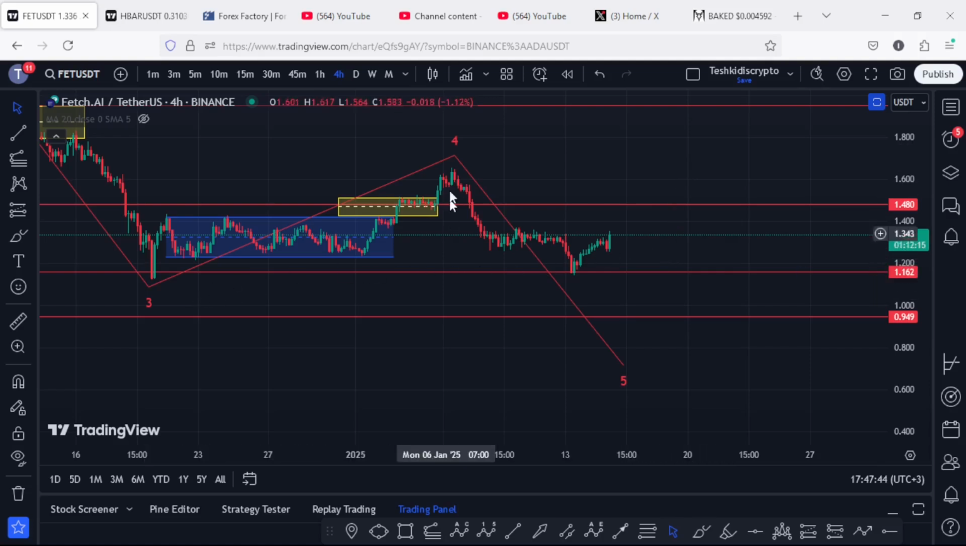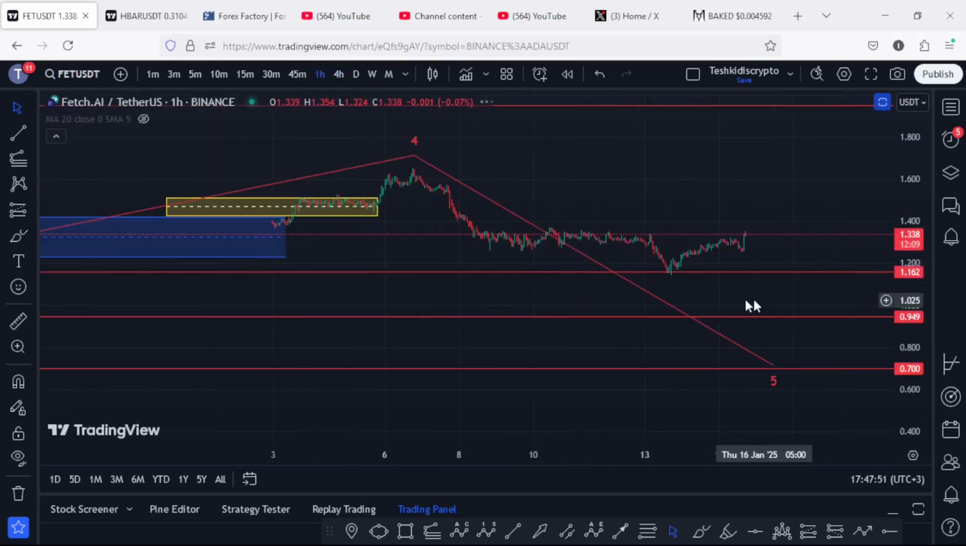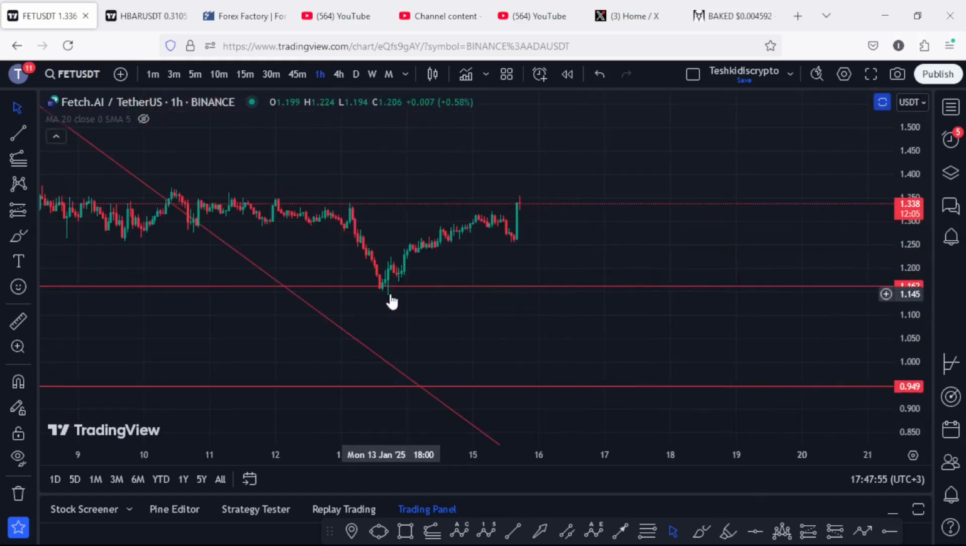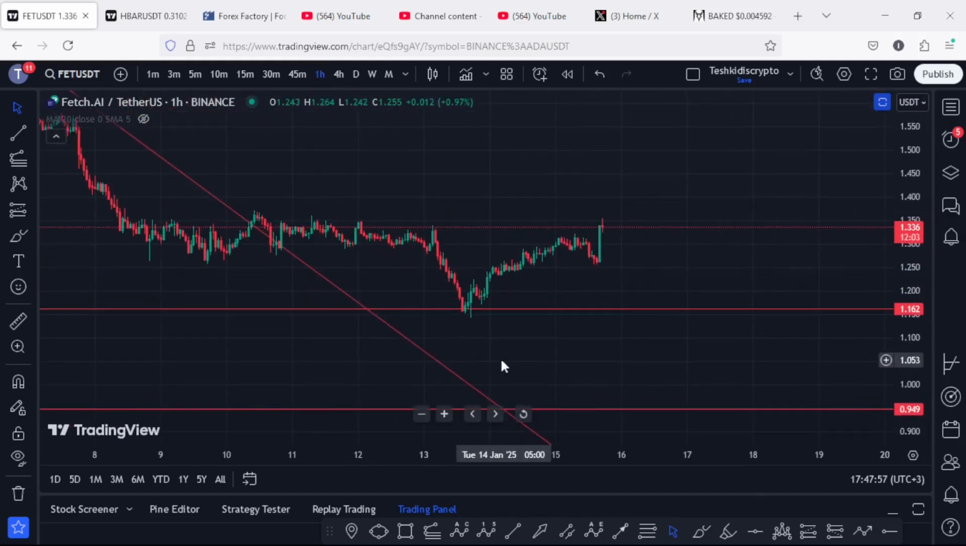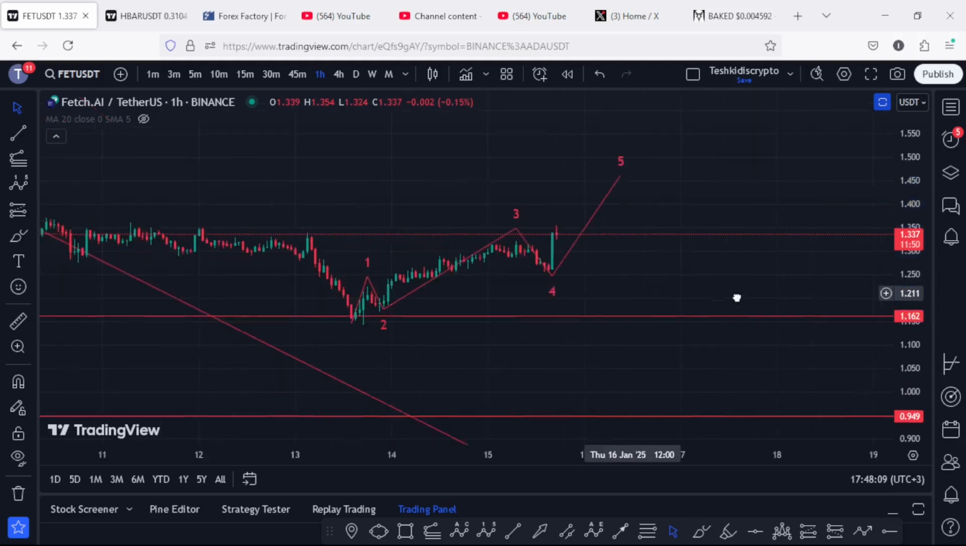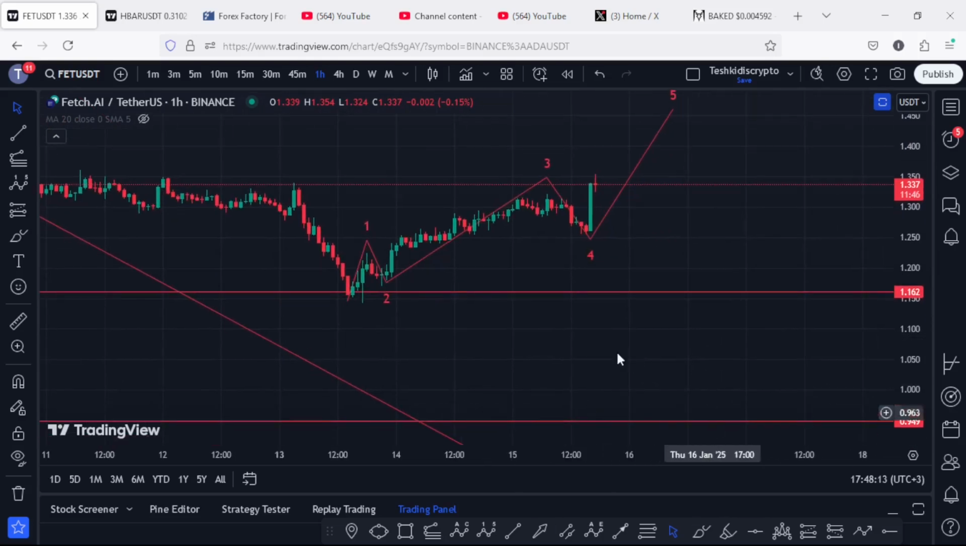But that scenario to the lower side can also get invalidated in case we see a nice recovery to the upside in a 5-wave structure, that is from the lows that we made on the 13th of January. In case we see a nice 5-wave structure over here, then that would be a confirmation that we have a low in place over here, and we have started another impulse to the upper side. But if by any chance we don't see such a scenario, I'm still expecting lower prices.